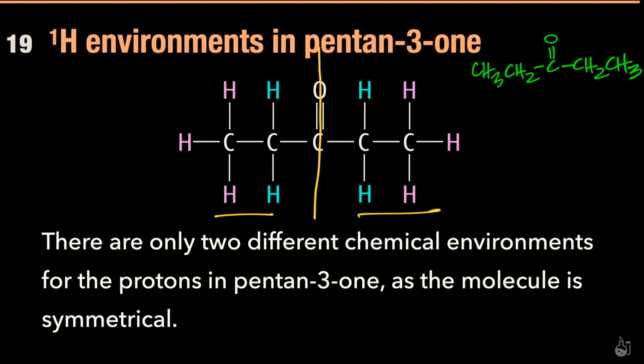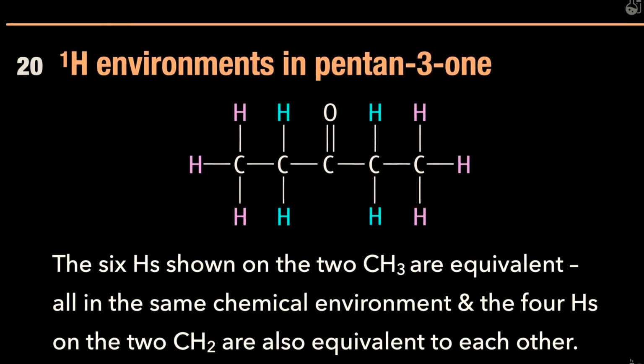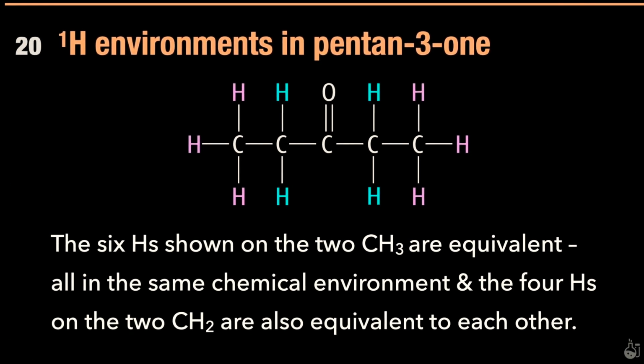6:4, which will simplify to 3:2, but the heights will be 6 and 4. All right? So the 6 hydrogens are in the 2 equivalent CH3s.